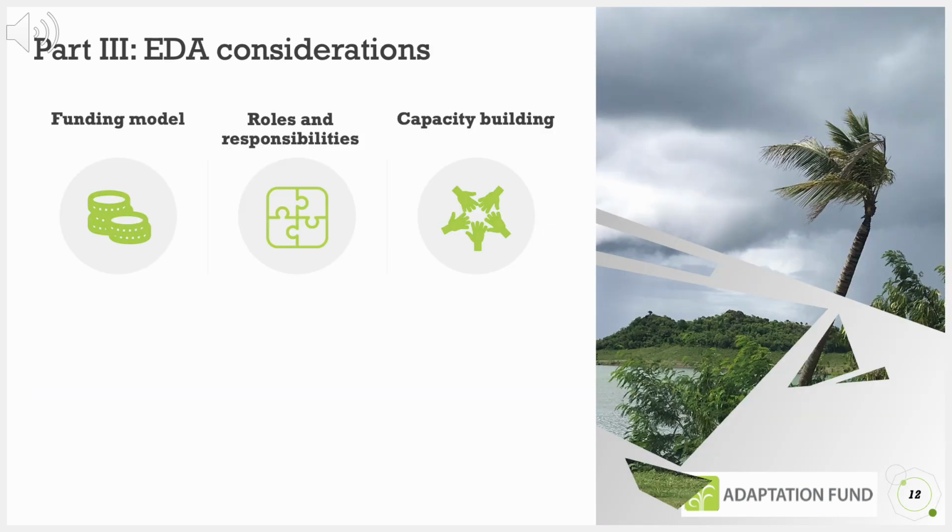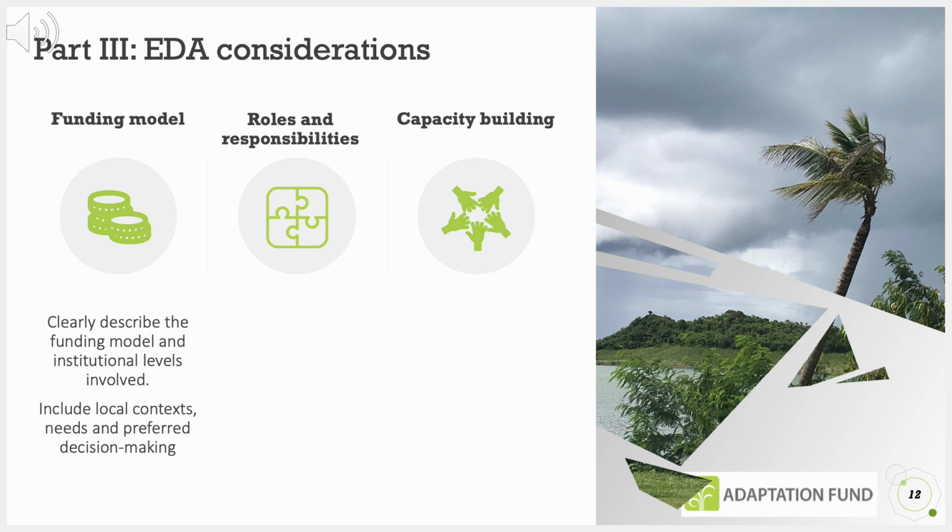The key considerations for EDA in Part 3, the implementation arrangements, are a clear description of the funding model and institutional levels involved, including the approach adopted for EDA based on local contexts, needs, and preferred decision-making structure. The aim is to provide practical evidence of locally led adaptation.